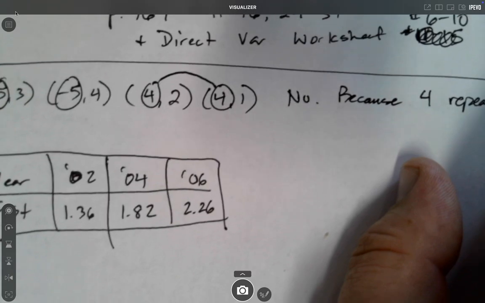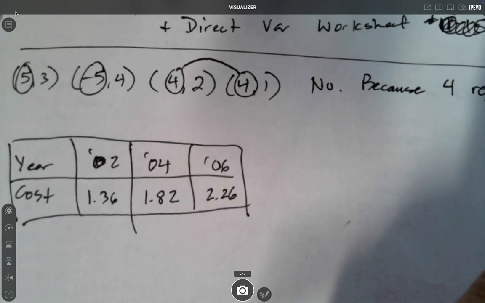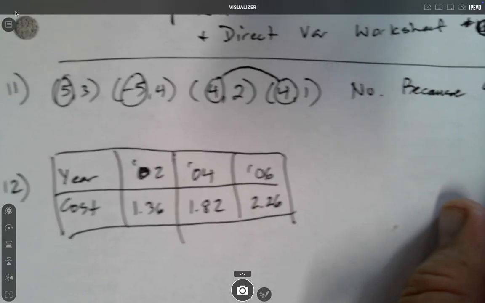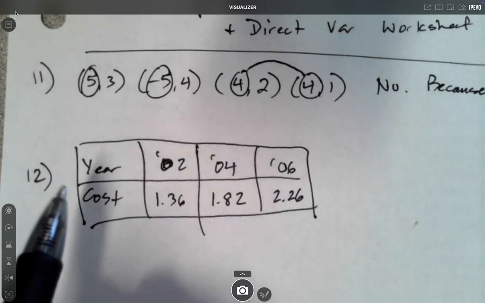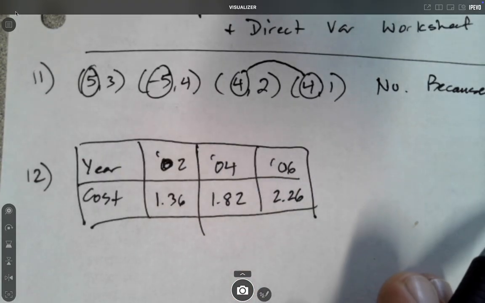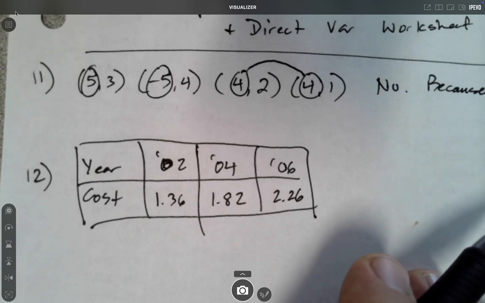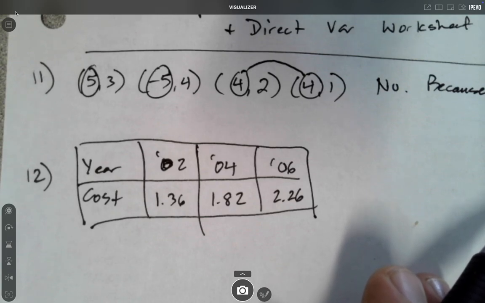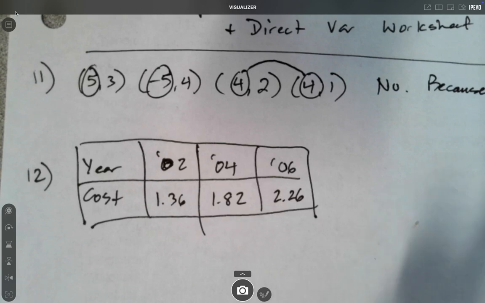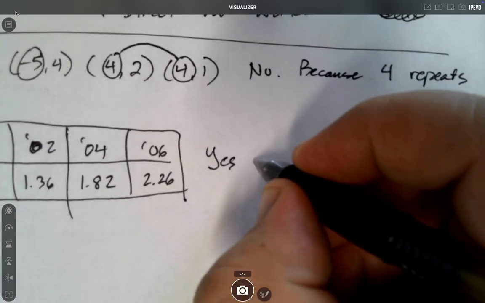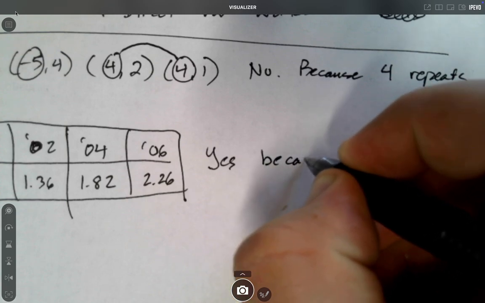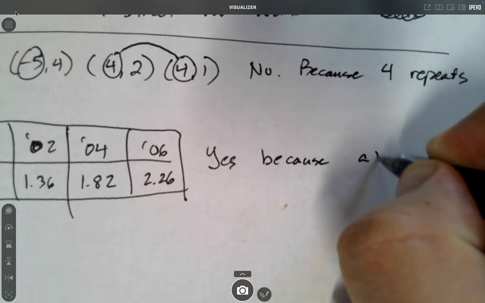Okay, 12, use the table that shows the cost of gas in different years. Is this relation a function? So again, we just look at the x values, which in this case is the top row, and see if they're all different. And they are. That's 02, 04, 06. So since they're all different, we would say yes, it is a function. So yes, because all x's are unique.